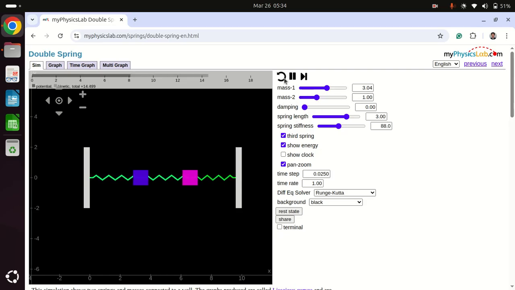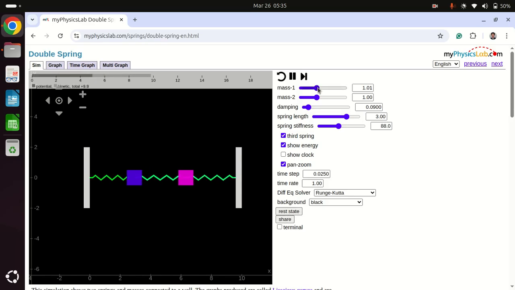Okay, let me make them the same. Okay, they are almost the same, and now you can see both are having the same kind of oscillation, and there is no damping, therefore it is going on forever. But if I add some damping, after some time they are going to stop. Here we can see the rest state.